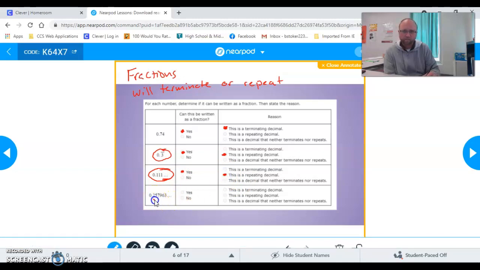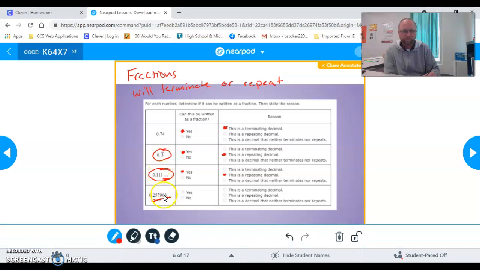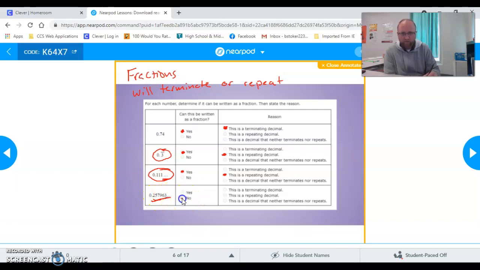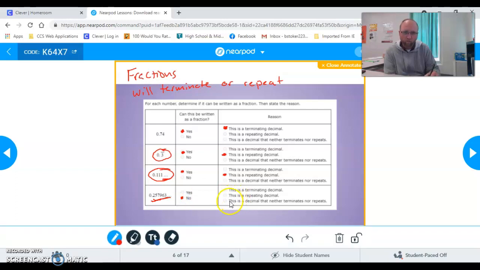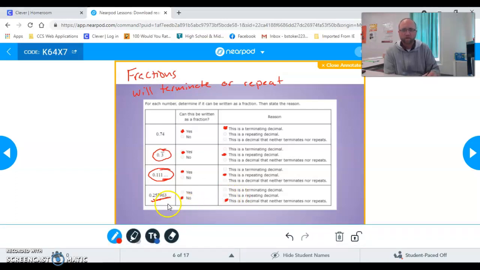The last one, if you look at this, there's a difference between here and here. This has the same digit repeating over and over. If you look here, is there a pattern of digits that repeats over and over? 257, 963, no. Is there one single digit? No. So can that be rewritten as a fraction? No. Why? It's a decimal that neither terminates nor repeats.